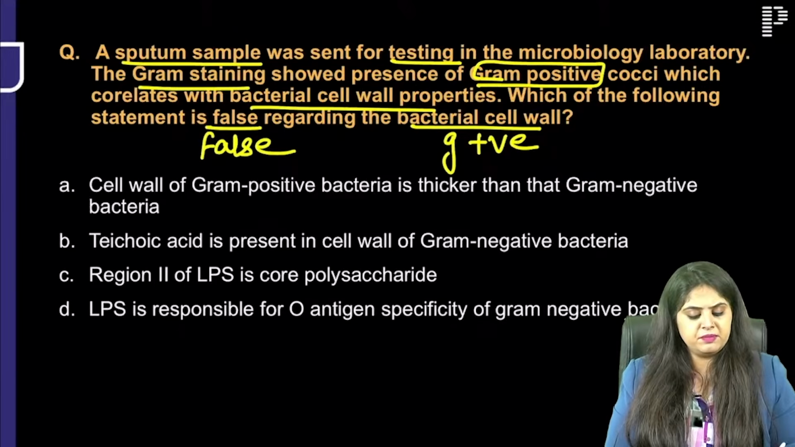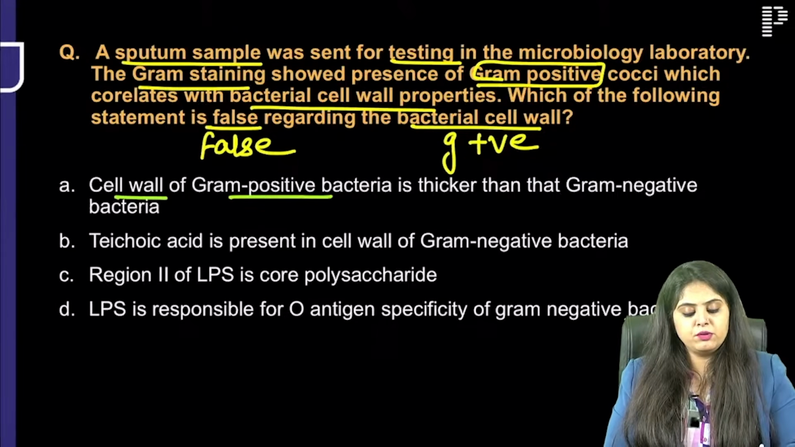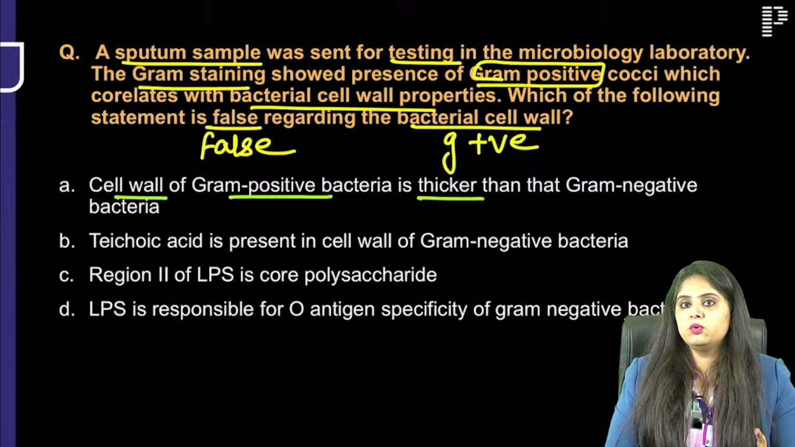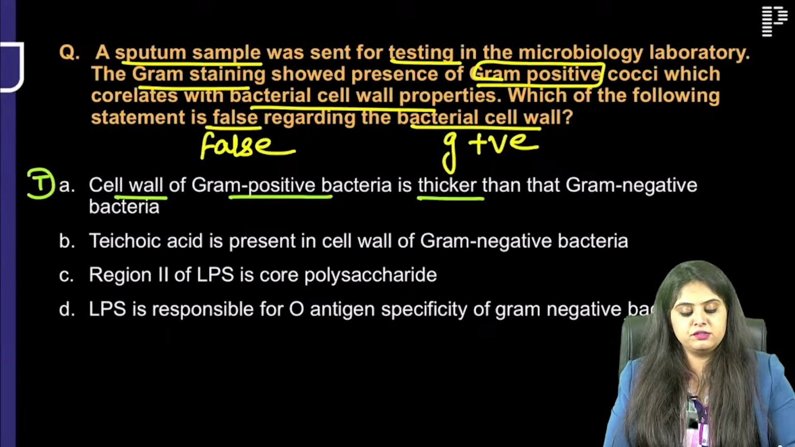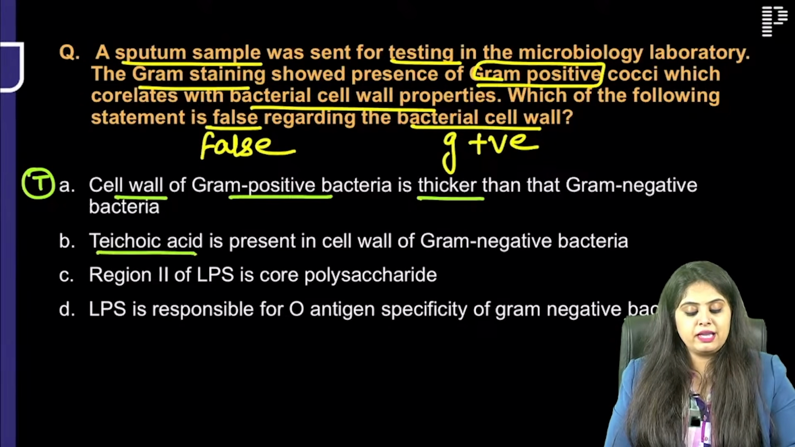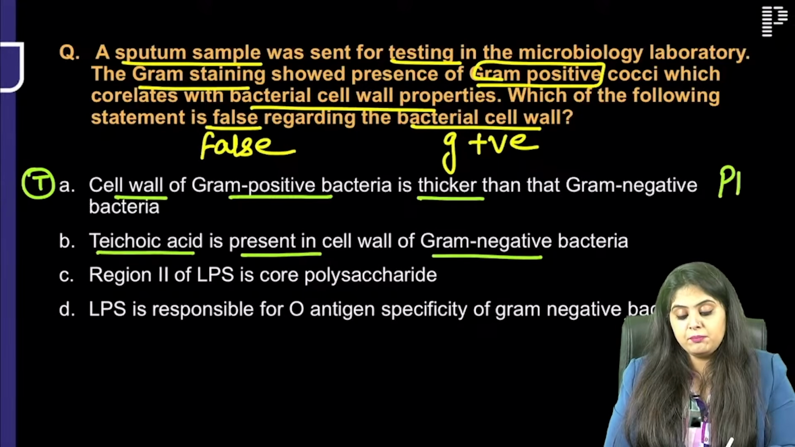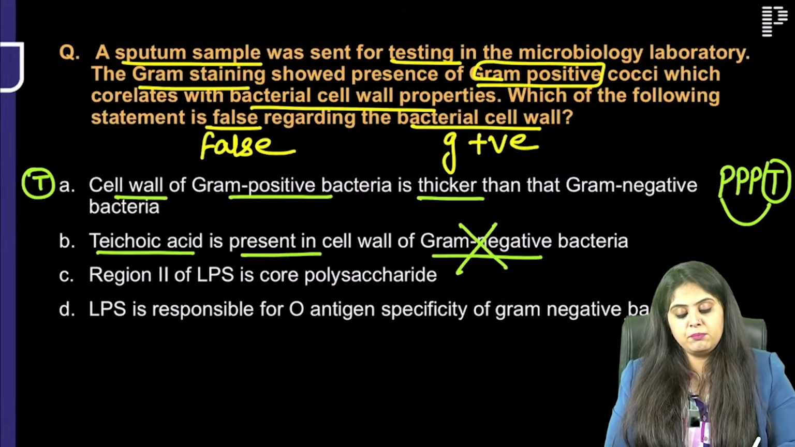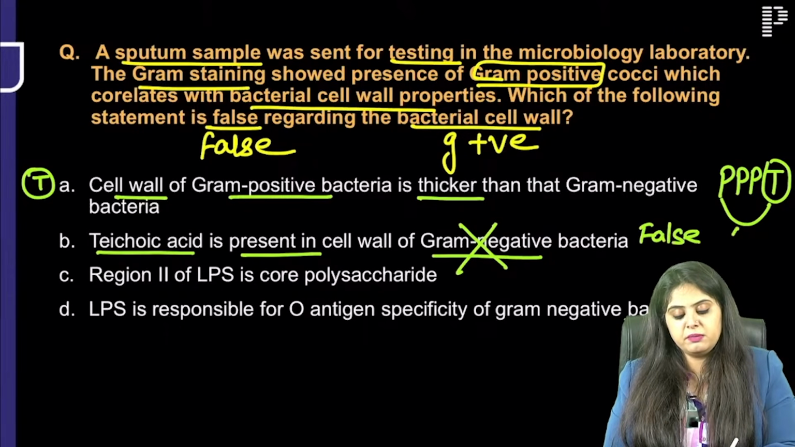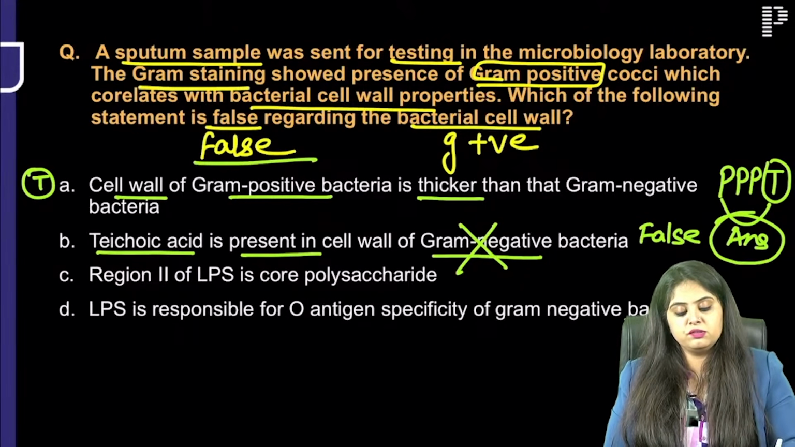Start reading with me. The cell wall of gram positive is thicker. Is peptidoglycan more? Is it thicker? Ma'am, I think this is true. Is teichoic acid present in gram negative bacteria? No. Gram positive, ma'am, you told us PPPT. Teichoic acid was present in gram positive. I have found the false statement. That is the answer that they asked me to search.